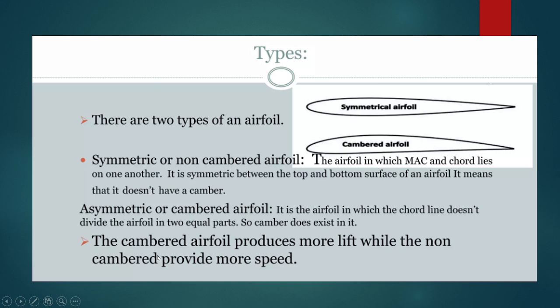When you compare these two, asymmetric airfoil, meaning cambered airfoil, will produce more lift, while non-cambered, meaning symmetric airfoil, will provide more speed.